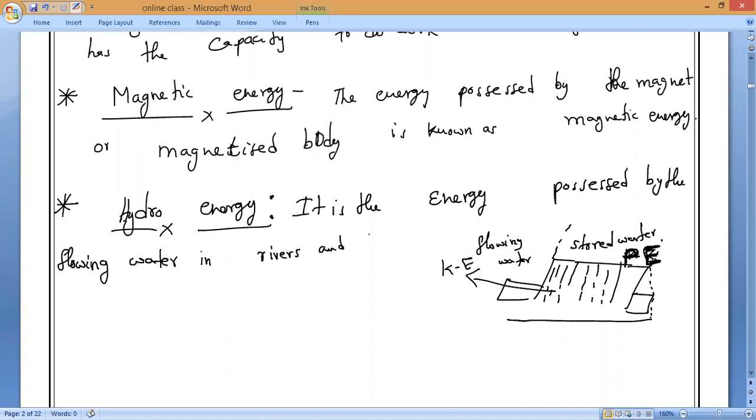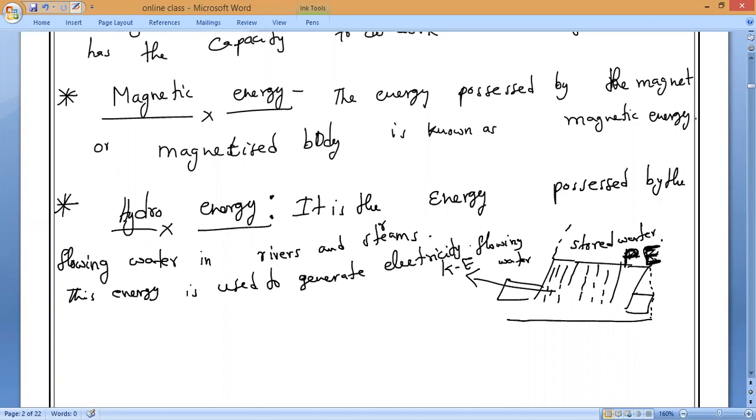In rivers and streams. Streams means small canals. This energy is used to generate electricity.